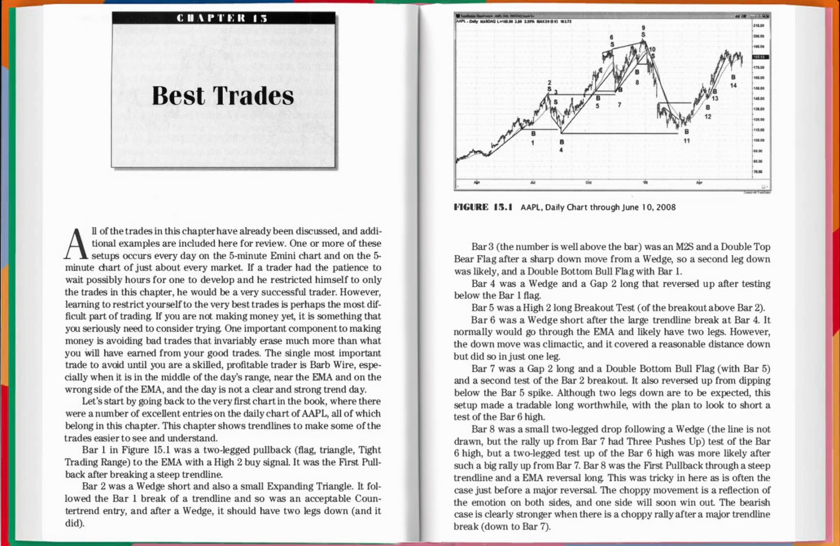Chapter 15, Best Trades. All of the trades in this chapter have already been discussed, and additional examples are included here for review. One or more of these setups occurs every day on the 5-minute E-mini chart and on the 5-minute chart of just about every market. If a trader had the patience to wait possibly hours for one to develop, and he restricted himself to only the trades in this chapter, he would be a very successful trader.